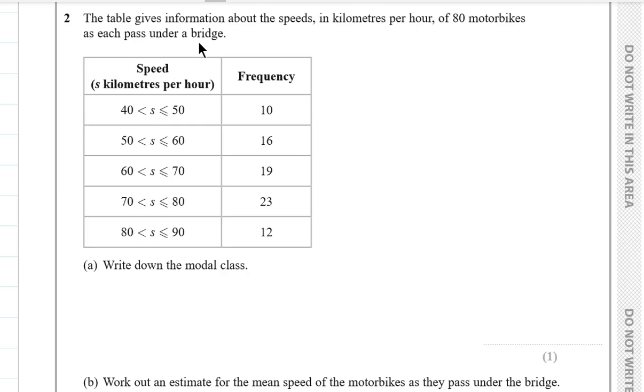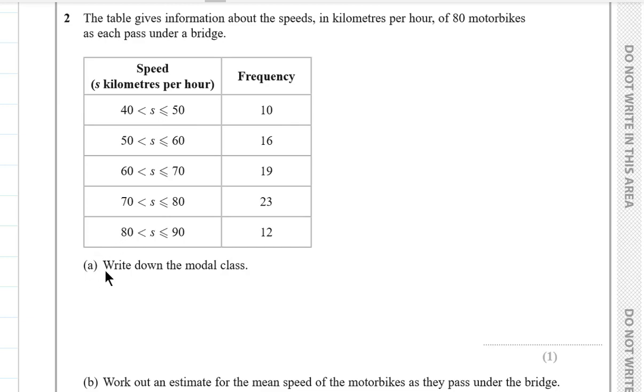2. The table gives information about the speeds in kilometers per hour of 18 motorbikes as each pass under a bridge. As I told you before, you must understand well the meaning of the data in this table, at least for the first row. I want to explain the meaning of the first row. First row means that we have 10 motorbikes that pass under a bridge with speed more than 40 and less than or equal to 50. And so on for the rest.